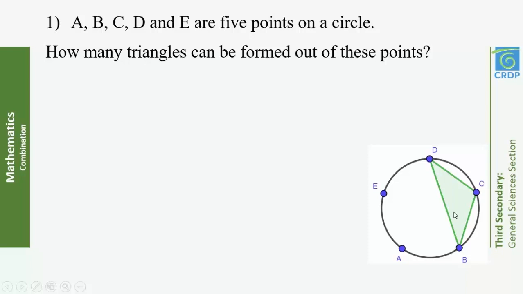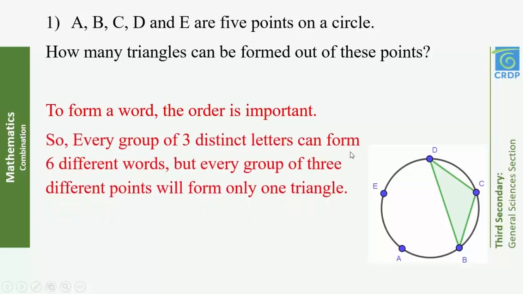So 3 different points can form one triangle only. Unlike the case of words, to form a word, the order is important. So the word DCB and the word CDB are 2 different words. This is why we got 6 different words formed by 3 different letters. But in the case of a triangle, 3 different points can form one triangle only.